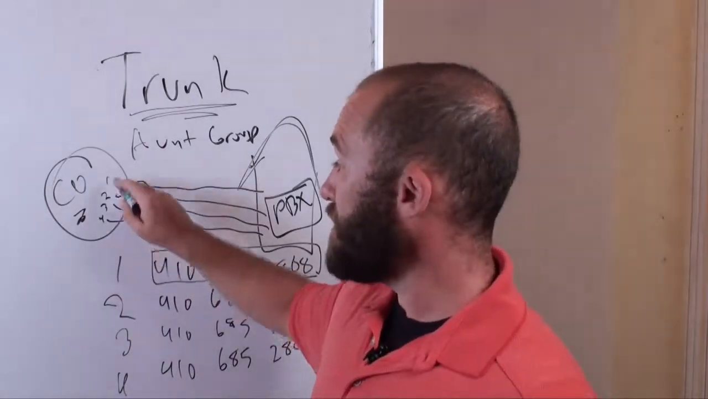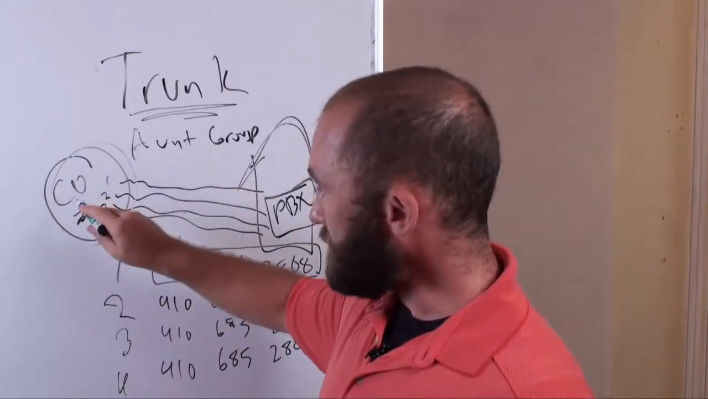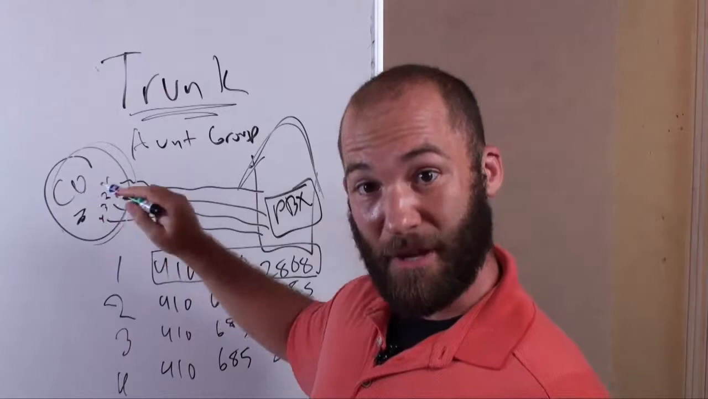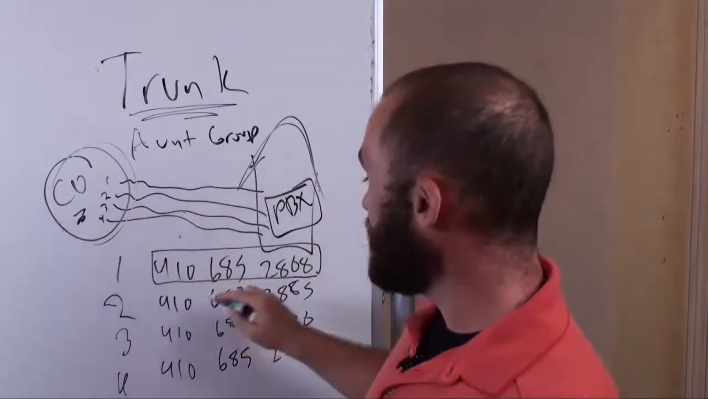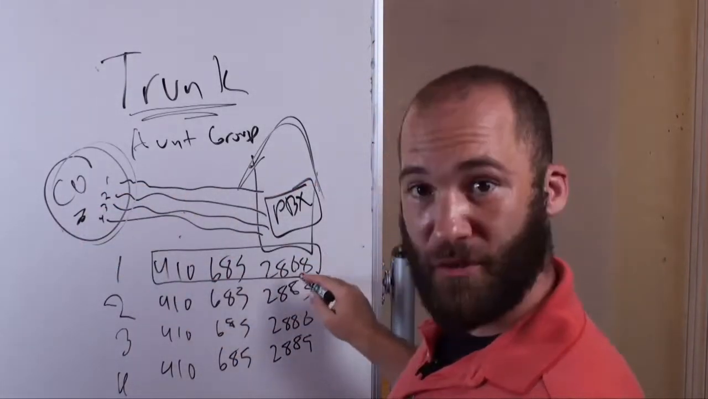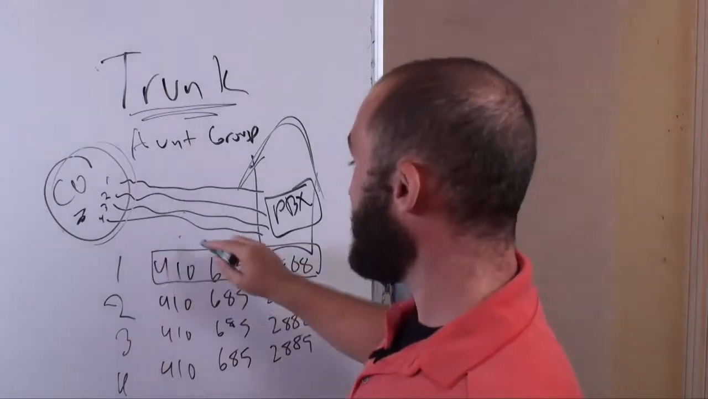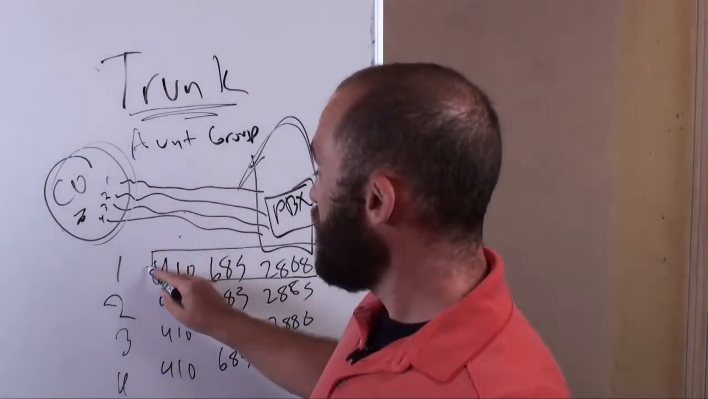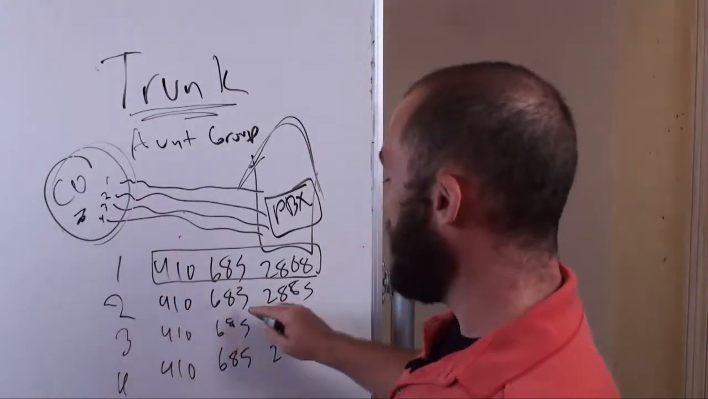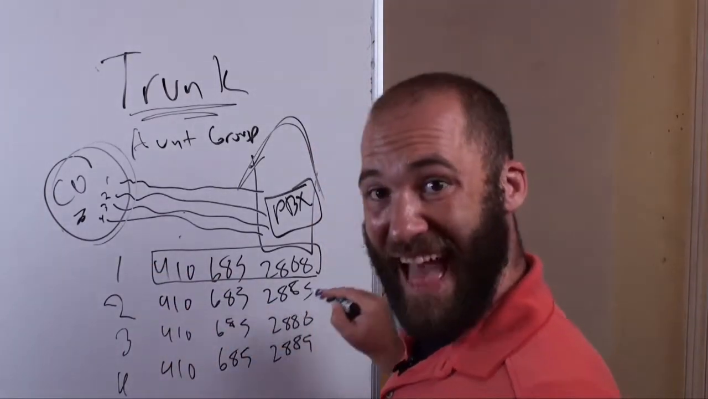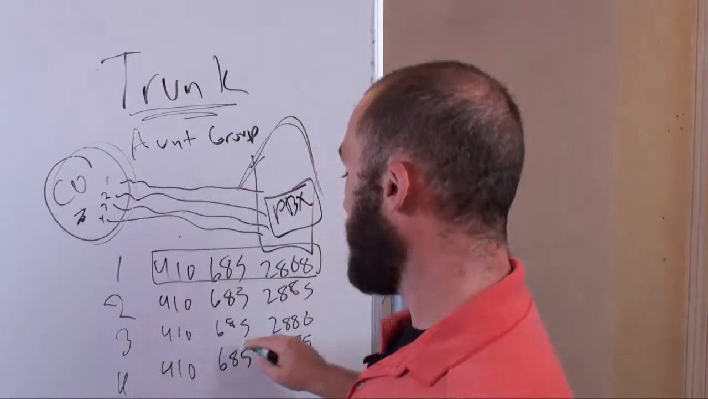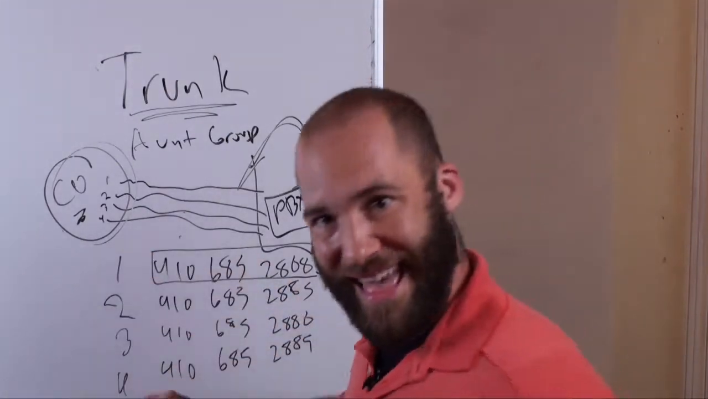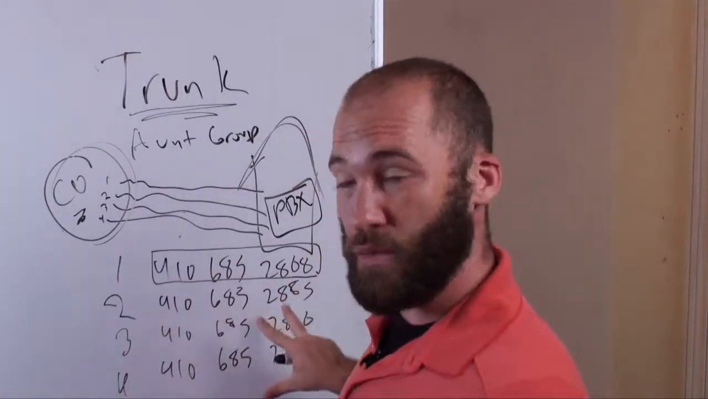Now, how this works from the outside world is that you set up something called a hunt group. So when somebody calls your main number, 410-685-2808, if somebody has already called and so this is busy, you will automatically be forwarded to 410-685-2885. If that is busy, you will automatically be forwarded to 410-685-2880, and so on. This is how this works.